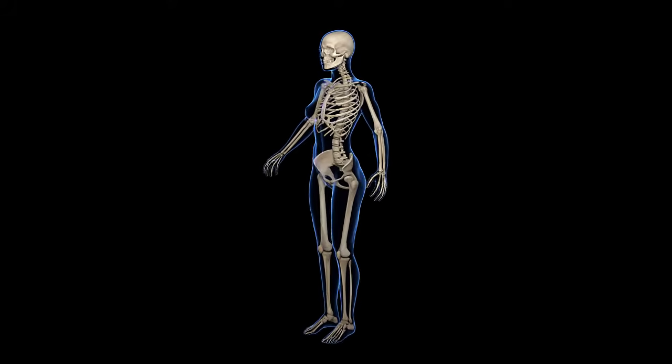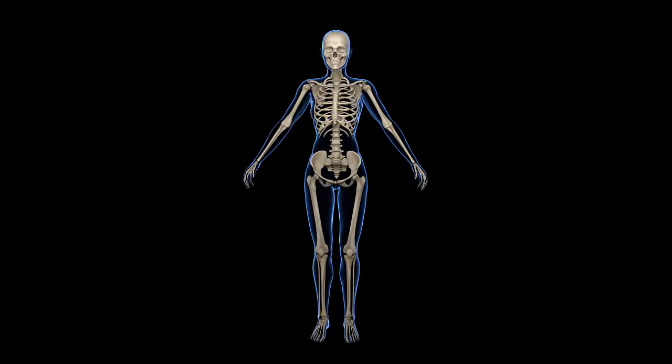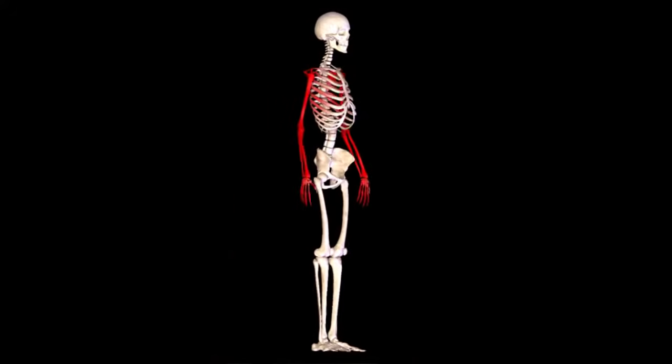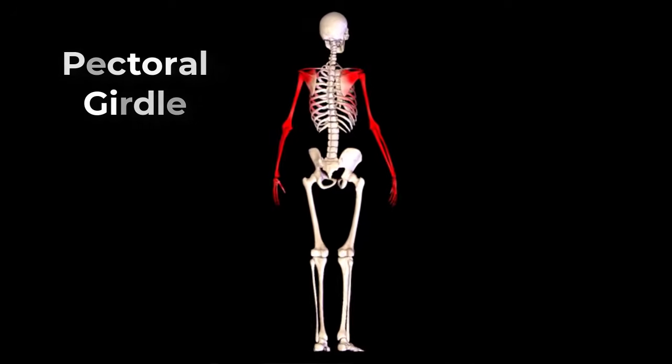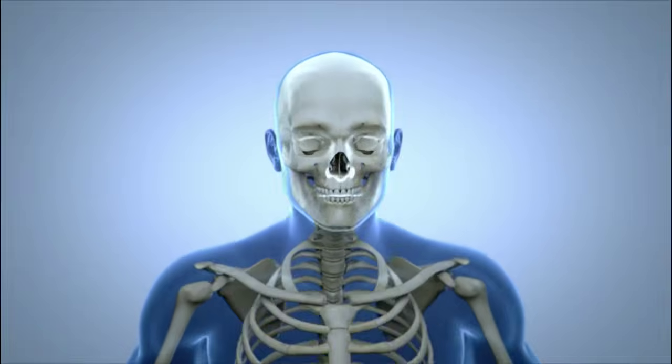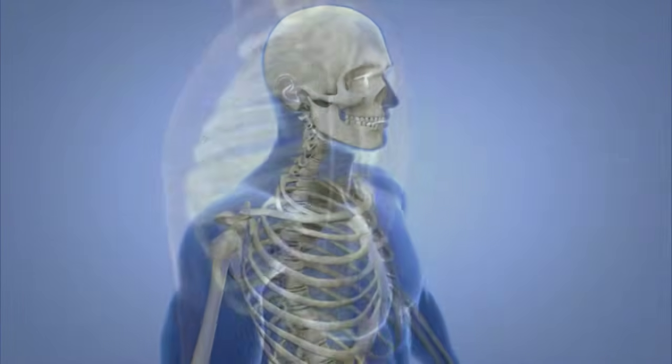The appendicular skeleton includes all of the limb bones, plus the bones that unite each limb with the axial skeleton. The bones that attach each upper limb to the axial skeleton form the pectoral girdle. This consists of two bones, the scapula and the clavicle.